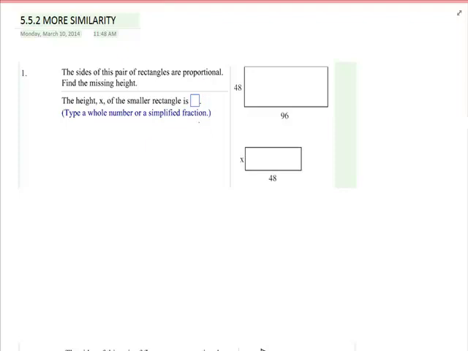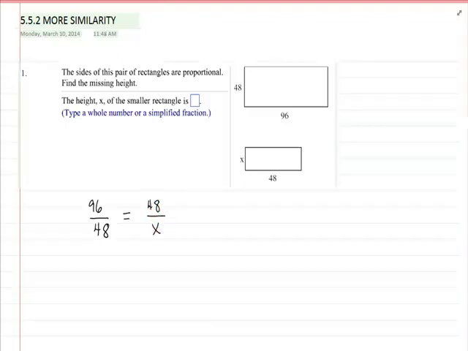type a whole number or a simplified fraction. All right, when it says that the sides are proportional, that means that 96 is to 48 as this 48 is to x. So let's write that proportion down. So 96 is to 48 as the other 48 is to unknown x. All right, to solve this, step number one, I'm going to multiply 48 times 48.